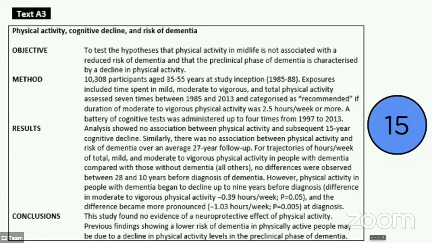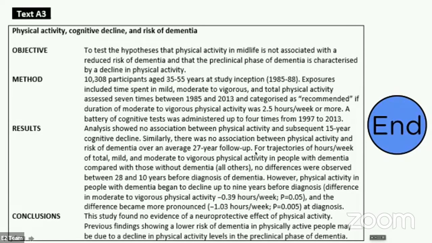Okay, what you want to do is do it systematically if you can. So the first thing you'll read, of course, is the title: Physical Activity, Cognitive Decline, and Risk of Dementia. Objectives. Okay, right. Characterized by decline in physical activity. Method. Okay, so number of participants, what they did, how they did it. Cognitive test, 1997, 2013. Right. Results. Okay, no association. 15-year cognitive decline, 27-year follow-up. Trajectories, 28, 10 years behind.